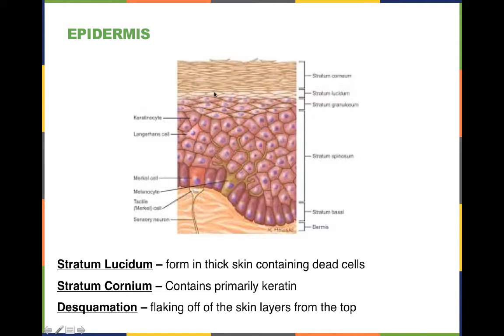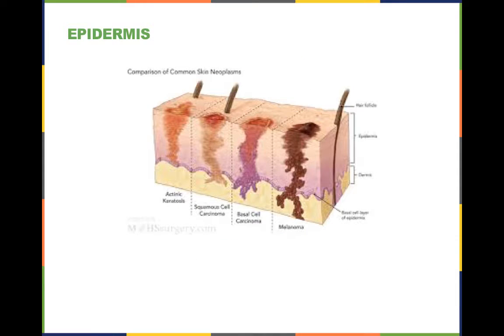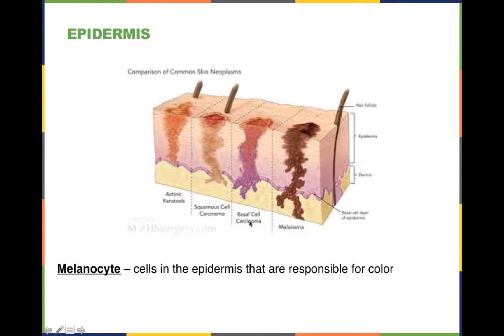Now these top layers slough off, and they do this continually. When that top layer sloughs off, it's called desquamation. The flaking off of skin is called desquamation, and it occurs constantly as time passes. Now the melanocyte, as I said before, is in the basal layer and in the next layer, and it produces the color pigment that leads to the pigmentation of skin.